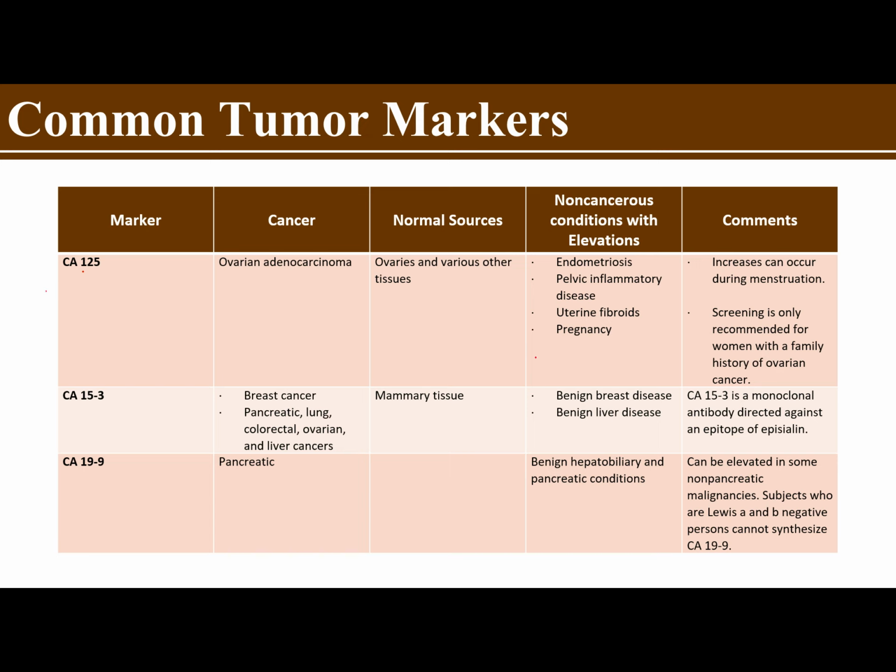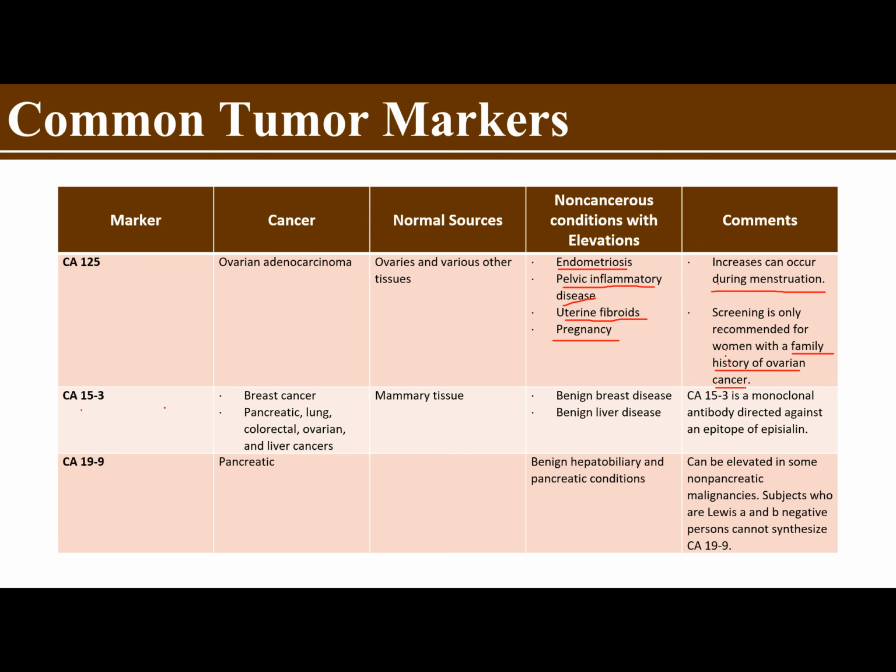Then we have your CA125. Now, CA125, class, is specific for your ovarian adenocarcinoma. Normal sources would include ovaries and various other tissues. Non-cancerous conditions elevated in endometriosis, pelvic inflammatory disease, uterine fibroids, and even in pregnancy. Increases can occur during menstruation, class. Screening is only recommended for women with a family history of ovarian cancer. So take note, class, that during menstruation, CA125 is increased and screening is recommended if in the family you have a history of ovarian CA.